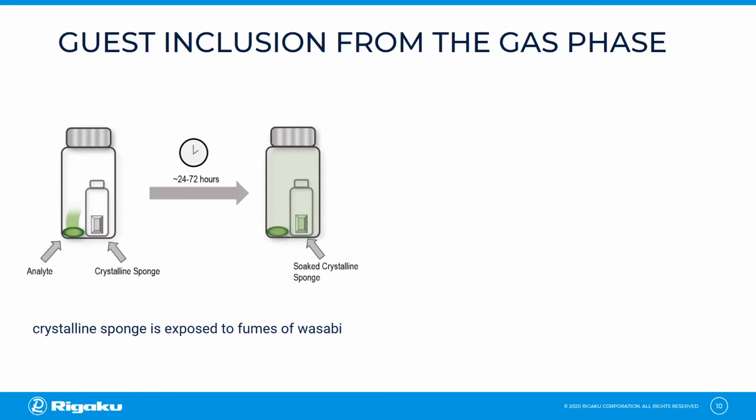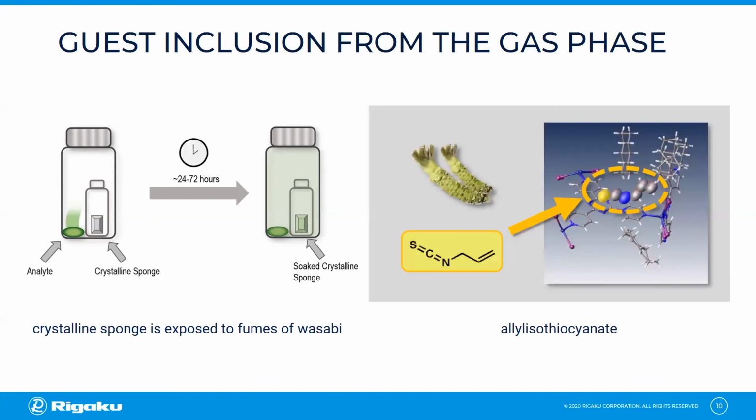On this slide, the gas soaking of compounds from the gas phase is demonstrated. The crystal sponge is exposed to fumes of Japanese wasabi. After a few days, allyl isothiocyanate can be detected inside of the crystal sponge pores, together with the solvent that the crystal sponge was suspended in. In this case, tridecane was used as a solvent because it has a high boiling point and it dissolves and attracts the allyl isothiocyanate very well.